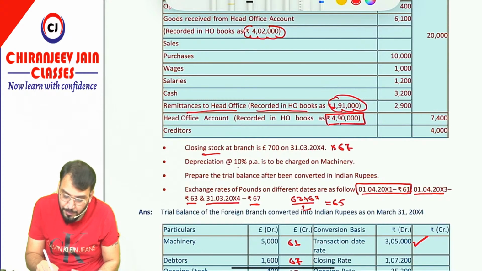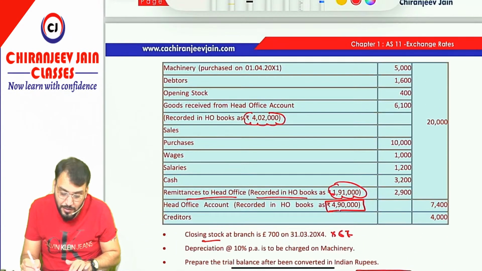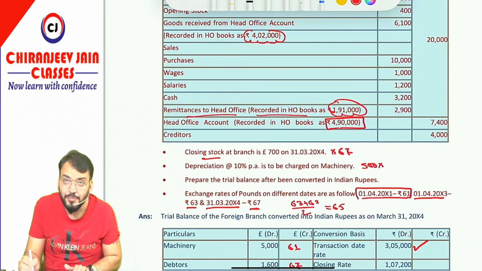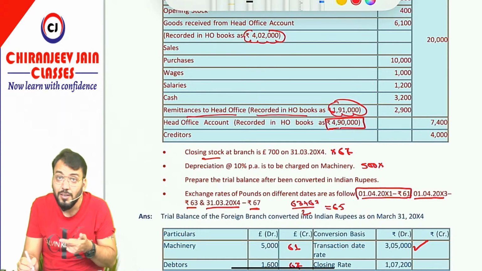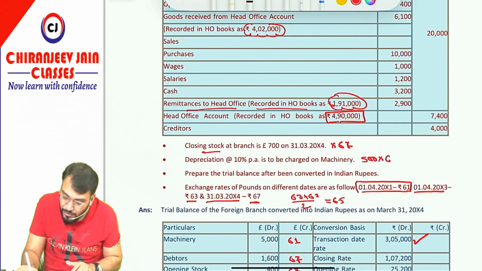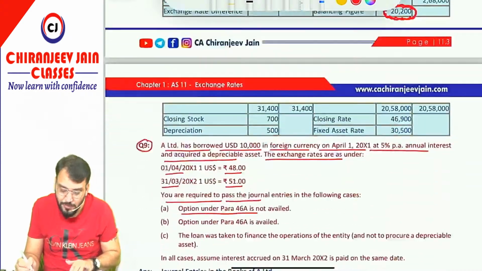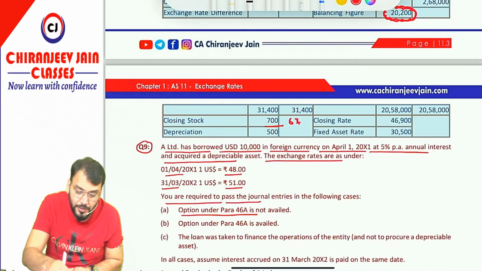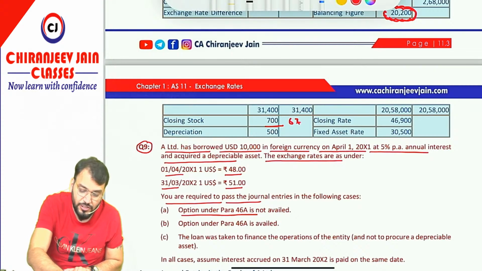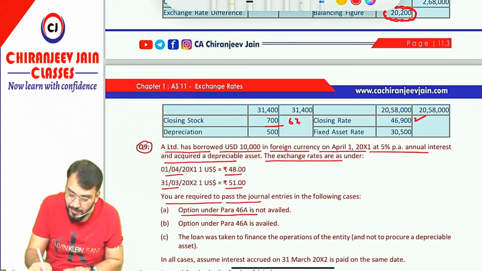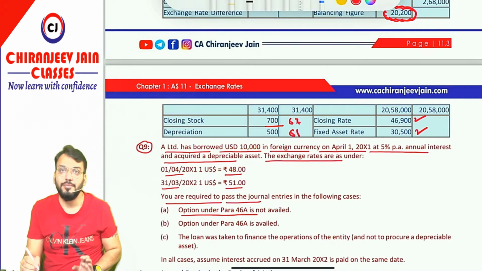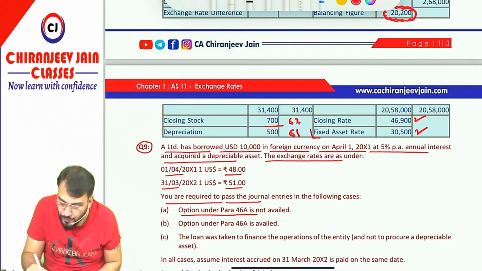Depreciation at a rate of 10%. Depreciation we can calculate. Depreciation will be 500, but will be translated by using what? The rate which is used for machinery. So it will be by using 61 only. Check it: they have given closing stock 700 into 67, that is 46,900, and depreciation 500 into 61, that is coming 30,500.